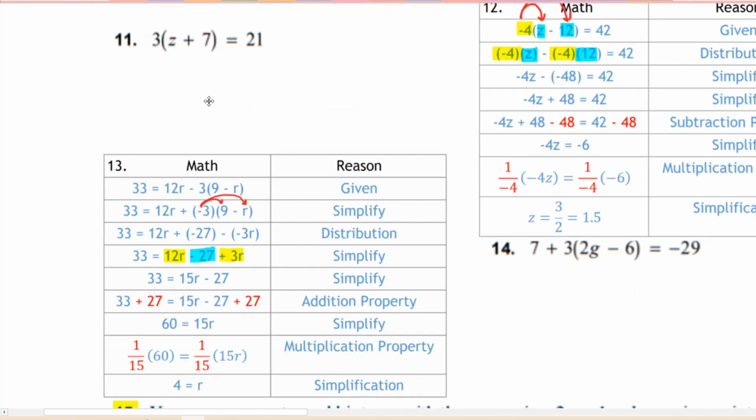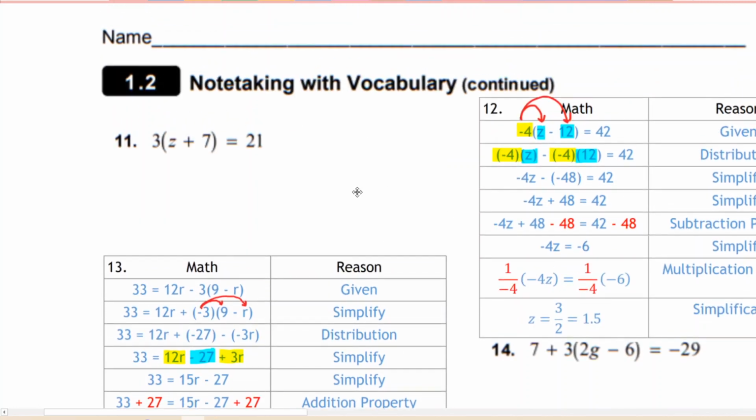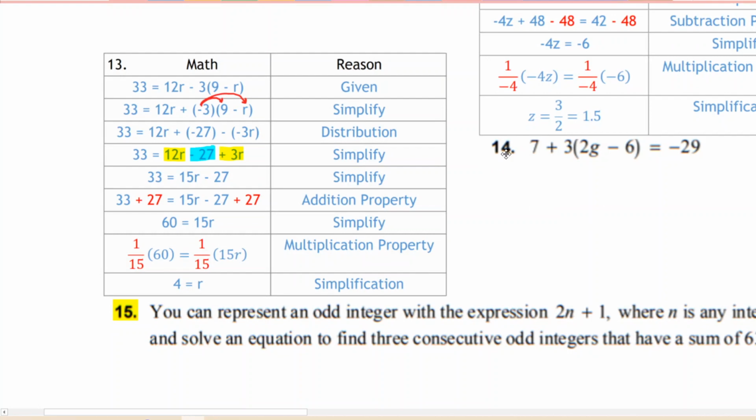And I'd like to point out to you that number 11 and 14 are all distribution problems. You're going to do number 11 a lot like you did number 12, and you're going to do number 14 a lot like you did number 13. Now, the big difference between 13 and 14 is that for 14, you're just going to distribute a positive 3. You don't have that minus sign in front. It's not a minus a 3, it's just a plus a 3. So you don't have to do this simplification step like we did over here. So that's our number 14.